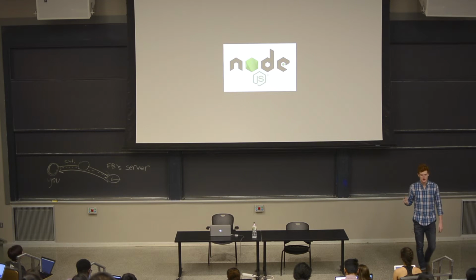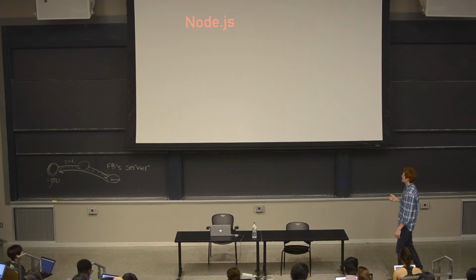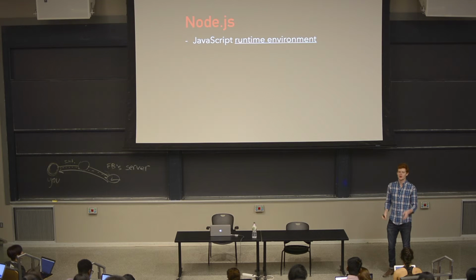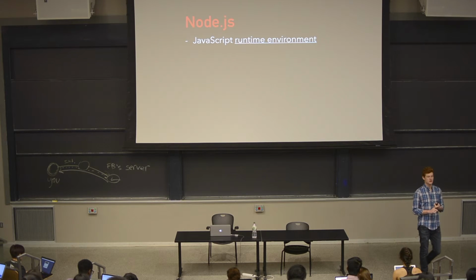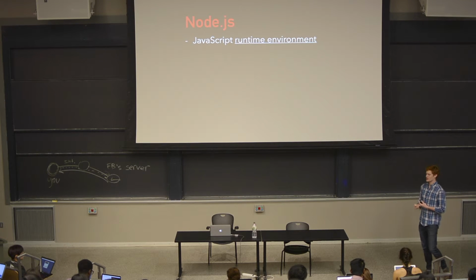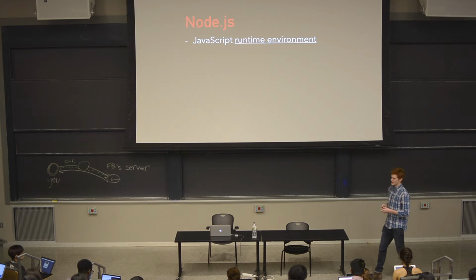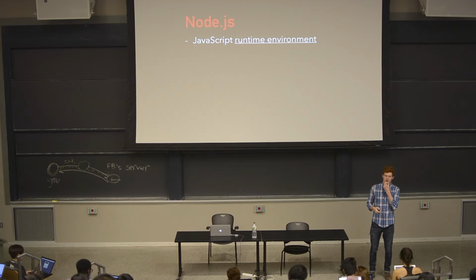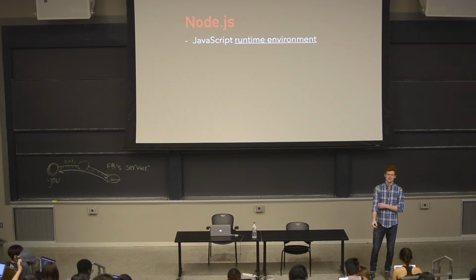Okay, so first, Node.js. This is the official-ish logo. Cool. Node.js. It's a JavaScript runtime environment. The important part is runtime environment. JavaScript just describes the language that it's written in and the language that it uses. But that's about it. It is a runtime environment. So what does runtime environment mean? Well, you need something to actually run your code, right? Because JavaScript isn't assembly language, right? It can't run directly on your computer.